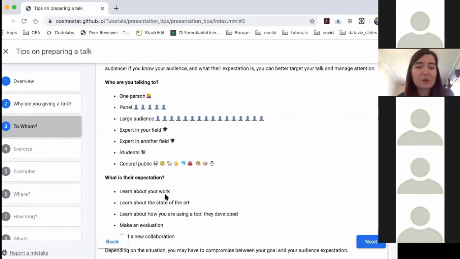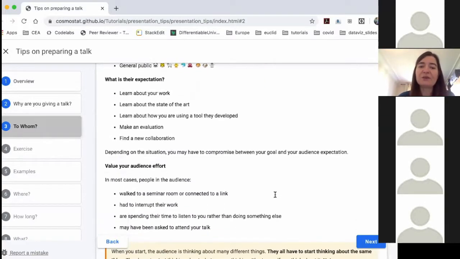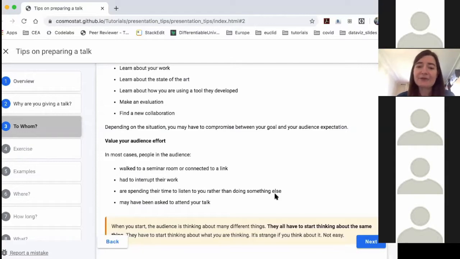To one person, to a panel, to a large audience, to experts in your field, in another field, to students, to the general public? This will change your talk and the way in which you have to prepare it. What is their expectation? Would they like to learn about your specific work or learn about the state of the art in your field? Do they have to evaluate you? Or are they looking for a new collaboration, and maybe you might be their new collaborator? In any case, try to value your audience's effort.